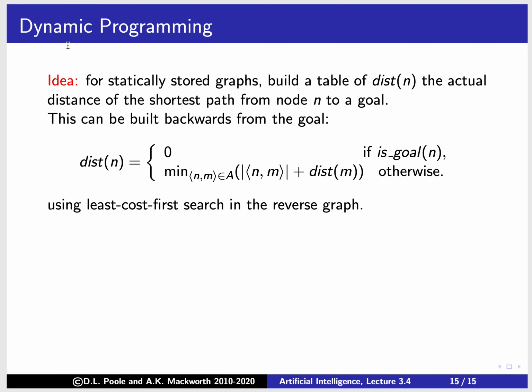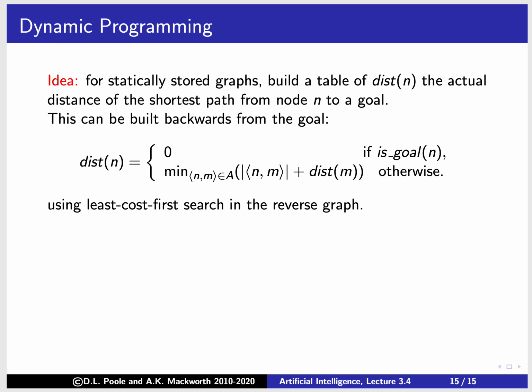Okay. Another common algorithm is what we call dynamic programming. So for stationary stored graphs, we're going to build a table of dist of n, the actual distance of the shortest path from node n to a goal. This can be built backwards from the goal. So the distance function of n to the goal is 0 if n is a goal. Otherwise, it's the minimum over all the arcs from n to m of the arc cost plus dist of m. And this is essentially just using least cost first search in the reverse graph.